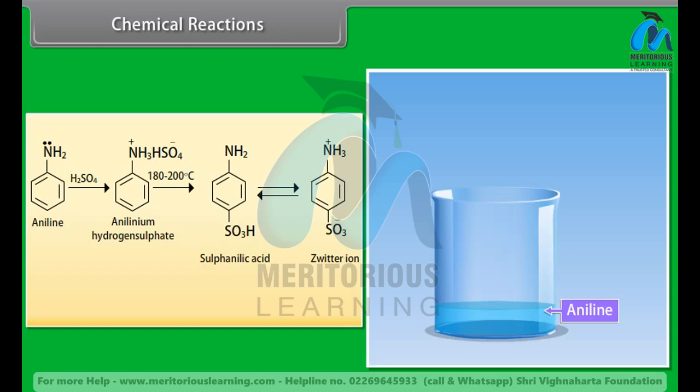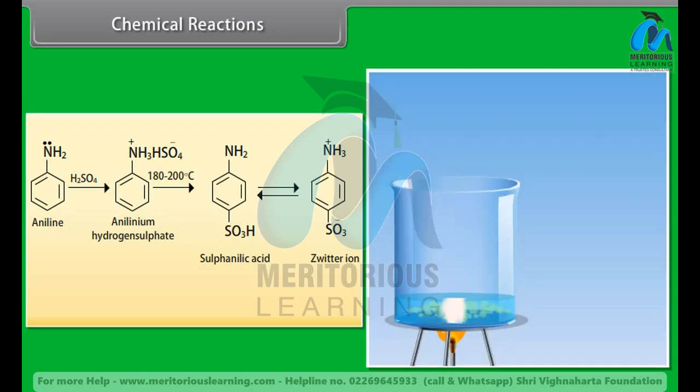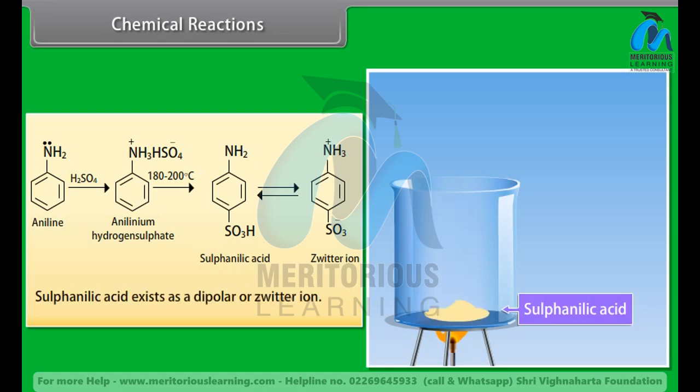Aniline reacts with sulfuric acid to form anilinium hydrogen sulfate, and then on heating the anilinium ion at 180 to 200 degrees Celsius, it forms sulfanilic acid. Sulfanilic acid exists as a dipolar or Zwitter ion.